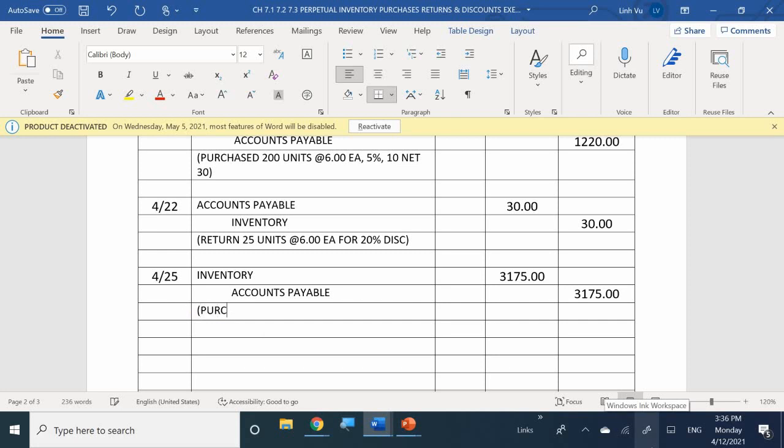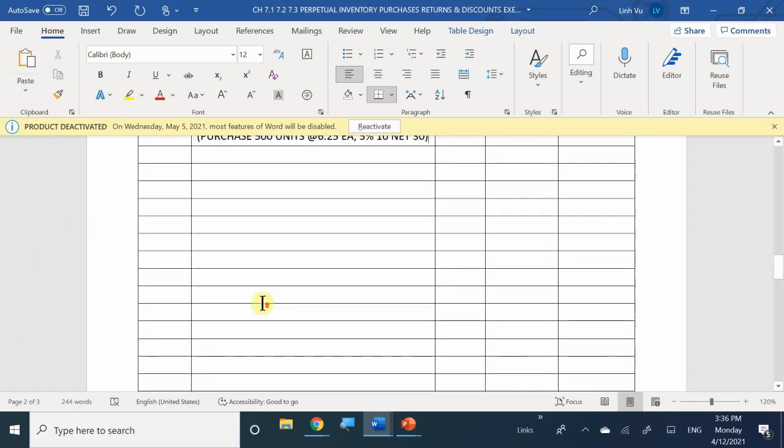Purchase 500 units at 625 each. Then we got to recognize the discount, 5%, 10, net 30. Okay. I think that is it for that one. All right.